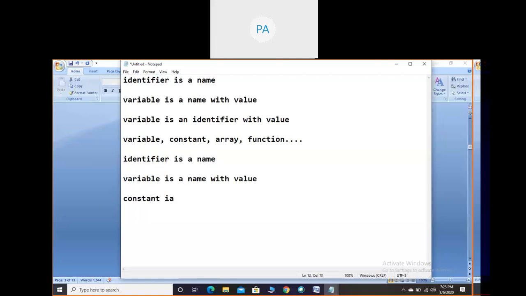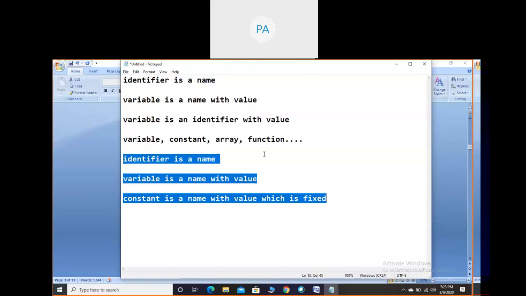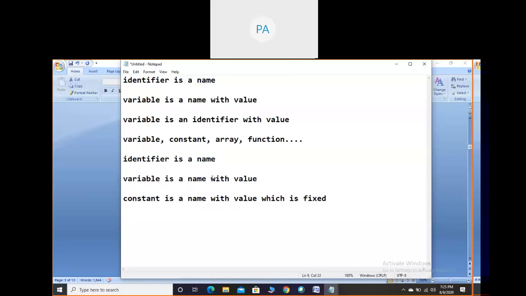Next, coming to the constant. Constant is a name, again with value. One extra thing you have to add: with value which is fixed. Then you will come to know the exact difference between the variable definition and the constant definition. It's very simple. When you come across identifier, variable, constant, in order to remember the quick definition, it will help a lot: identifier is a name, variable is a name with value, constant is a name with value which is fixed.